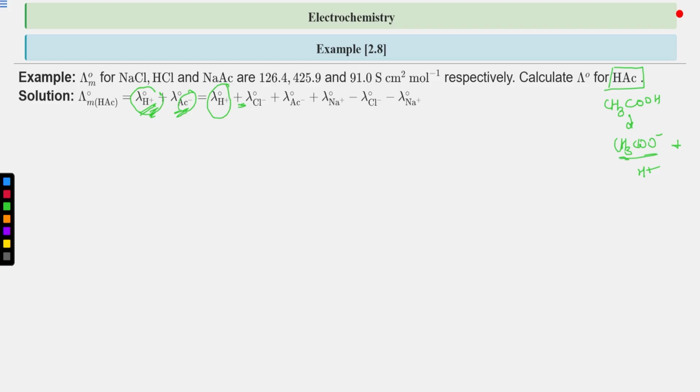For the lambda naught of Ac negative, you can arrange the different lambda naught values of the ions, which you can get from the electrolytes NaCl, HCl, and NaAc, whose limiting molar conductivity values are already given. So we write it as lambda naught of Cl negative plus lambda naught of Ac negative plus lambda naught of Na positive, minus lambda naught of Cl negative minus lambda naught of Na positive.